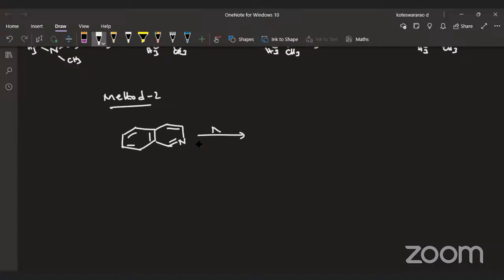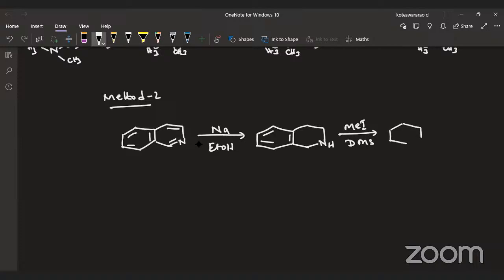Again, it is treated with sodium in ethanol. Then it leads to the formation of partially saturated rings. This is 1,2,3,4-tetrahydroisoquinoline. Tetrahydroisoquinoline. Right. It is treated with methyl iodide, right? A positive charge, it is linked with the iodide salt. That means quaternary ammonium iodides.